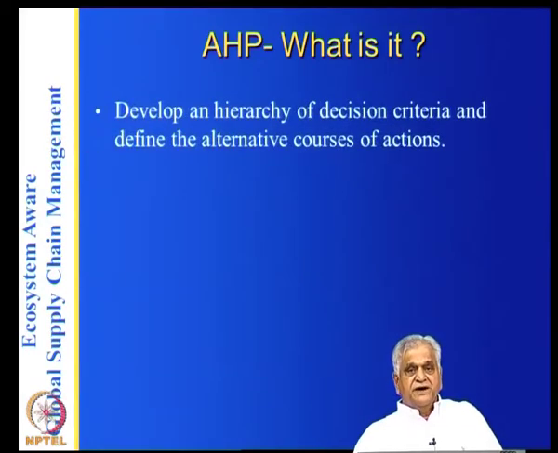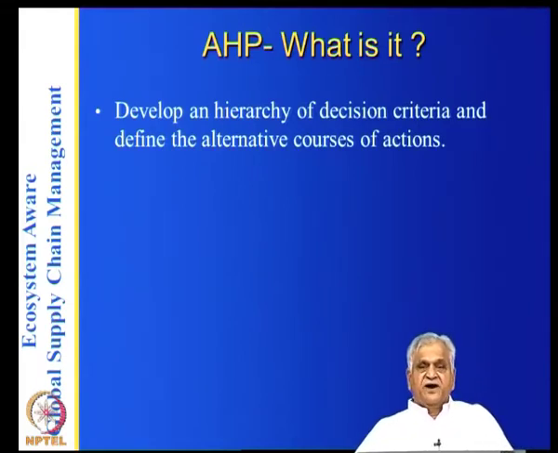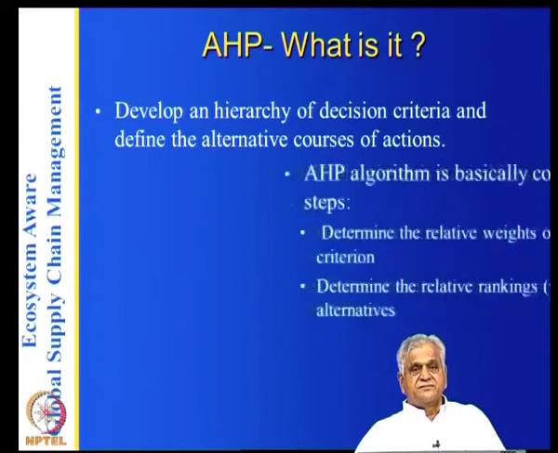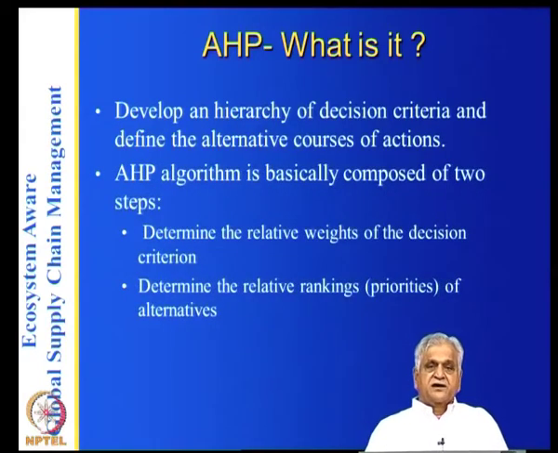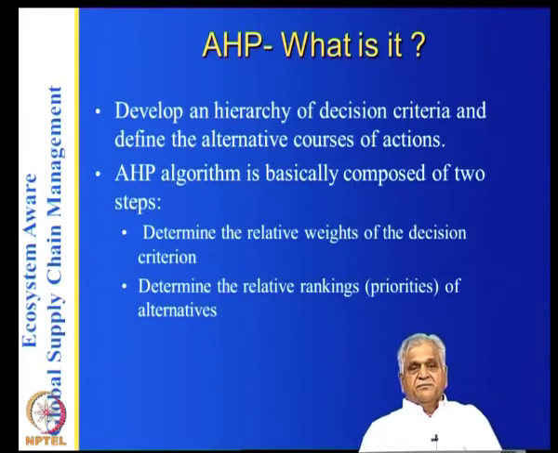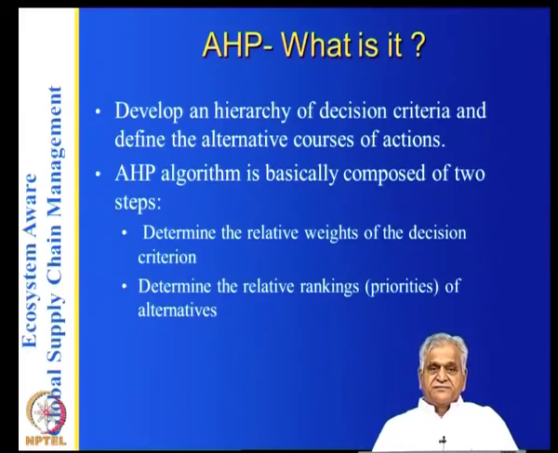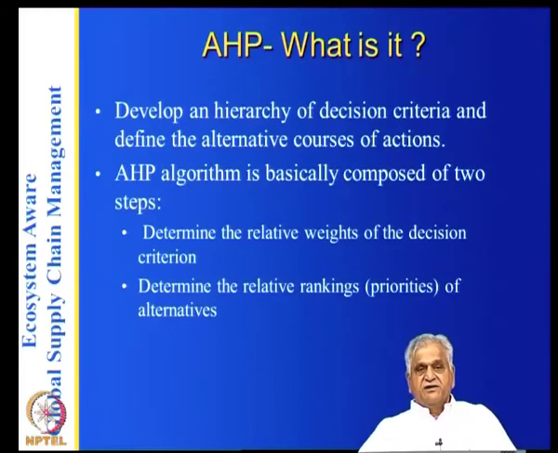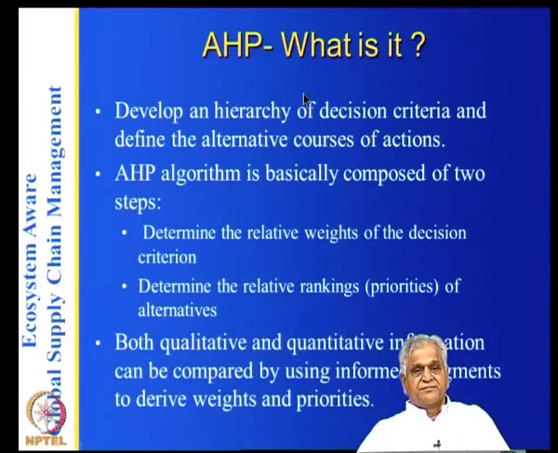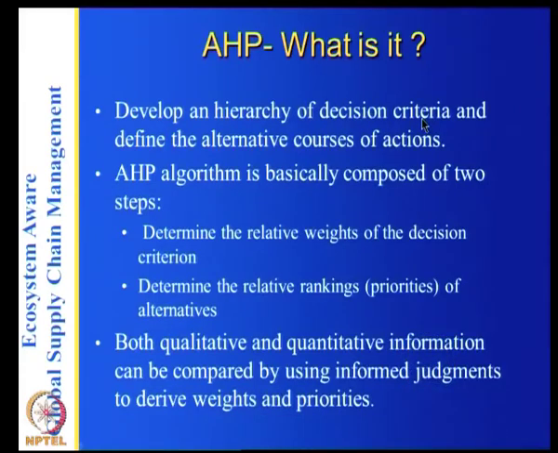So if you look at AHP, develop a hierarchy of decision criteria and define alternative courses of action. The AHP algorithm is basically composed of two steps: determine the relative weights of decision criteria, and determine the relative rankings of the alternatives. Both quantitative and qualitative information can be compared by using informed judgments to derive weights and priorities. As I said before, you assign the weights and priorities to each of these sub-items and combine them.